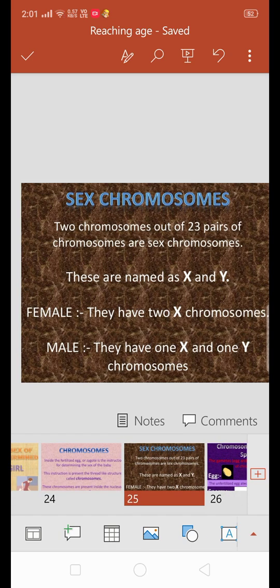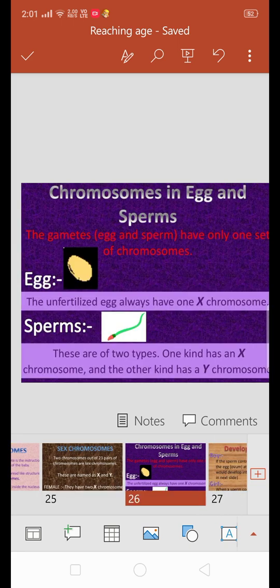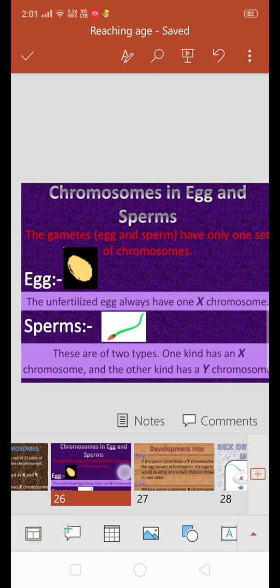Out of the 23 pairs of chromosomes, one pair is the sex chromosomes. In females, the sex chromosomes are two X chromosomes, and in males they are one X and one Y chromosome. Chromosomes in egg and sperm. The gametes, egg and sperm, have only one set of chromosomes. The unfertilized egg always has an X chromosome, and sperm are of two types, one with an X chromosome and the other with a Y chromosome.